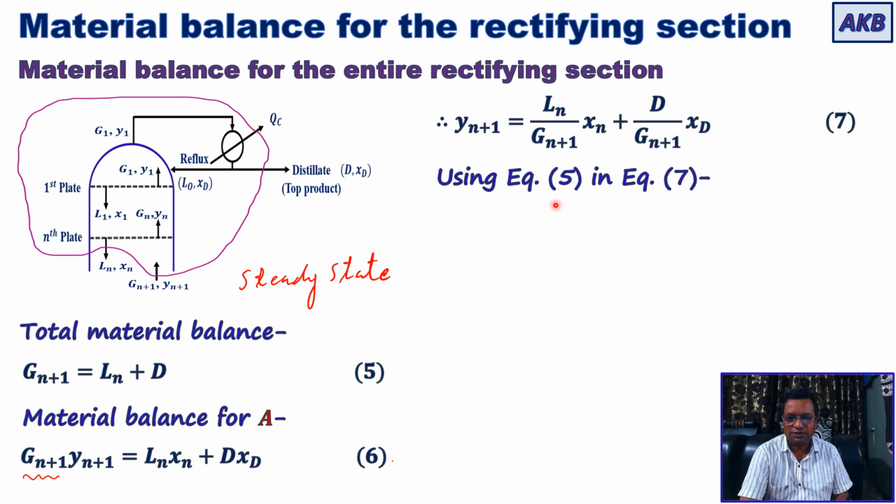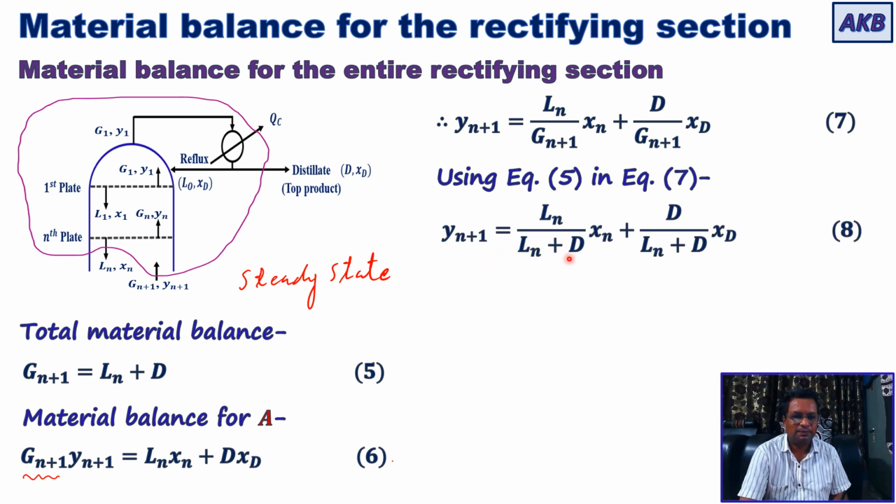And what else you can do? You can use equation number 5. What does equation number 5 give us? It gives Gn plus 1. So you can use Gn plus 1 as we have written in equation 5 in equation number 7. So you get yn plus 1 is equal to Ln upon Ln plus D. Now you can just check, Gn plus 1 is replaced with Ln plus D according to equation 5. So yn plus 1 is equal to Ln upon Ln plus D into xn plus D upon Ln plus D into xD. Let me call this equation number 8.